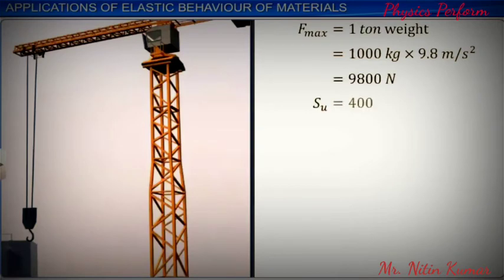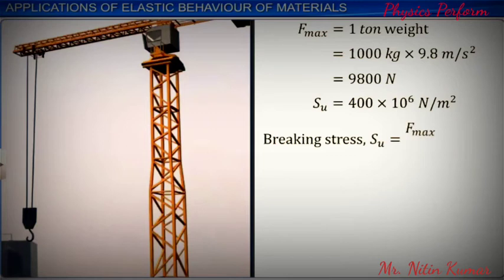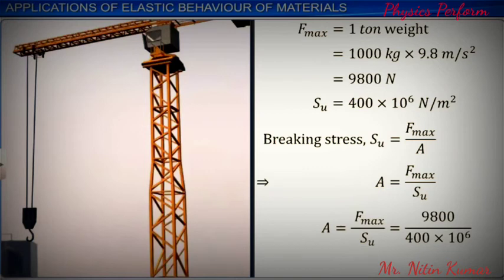The cross-sectional area of the rope can be calculated by equating the breaking stress S_U to the ratio of maximum load and the area of cross-section A. The cross-sectional area of the required rope is calculated for the maximum load of 1 ton, that is 1000 kilos. By substituting the maximum load as mass times acceleration due to gravity, and the breaking stress, the required area is 2.45 × 10^-5 meters square.